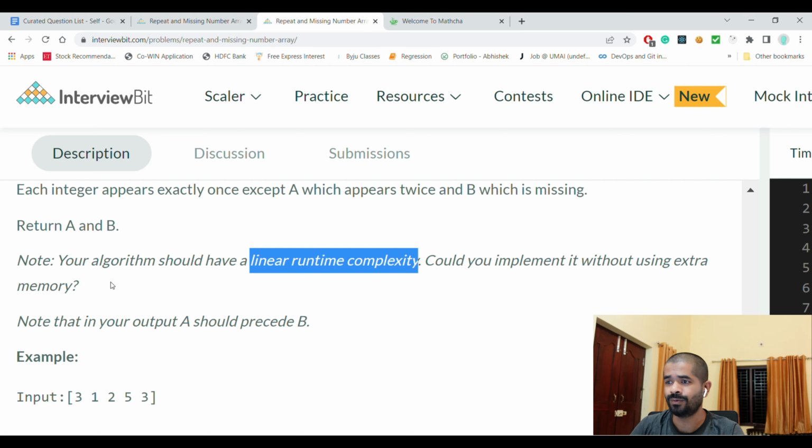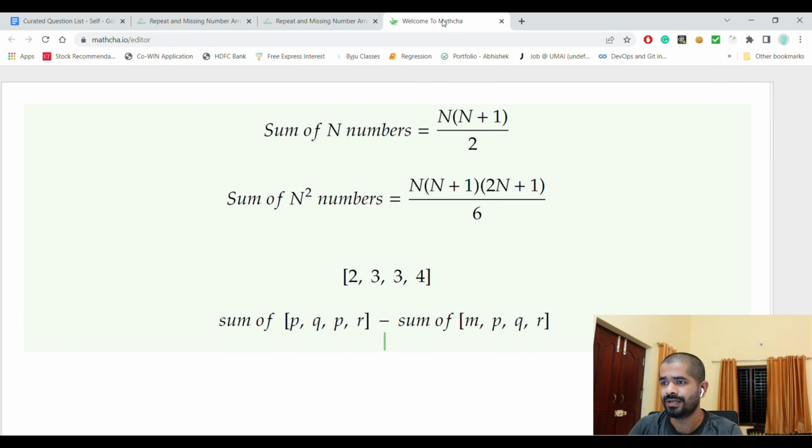So let's head over to that tab. This is a pretty interesting editor. It helps me write the equation in a user-friendly manner. The first thing we have to understand here is the sum of n numbers. If you've got numbers from 1 to 5, the sum of all that, 1 plus 2 plus 3 plus 4 plus 5, is n into n plus 1 by 2, n being 5.